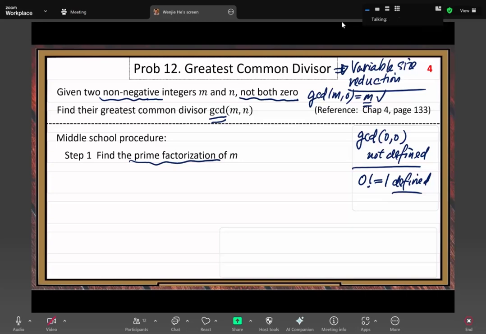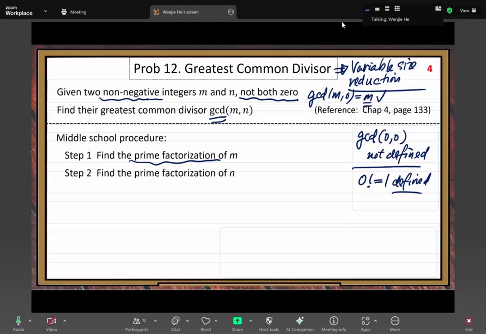Prime factorization, remember, in part B of module 1, I talked about the prime factorization, right? I gave you the pseudocode. At that time, I said I was preparing for our project number 2. So you need to write code, implement that prime factorization function. All right, so that's step 1.